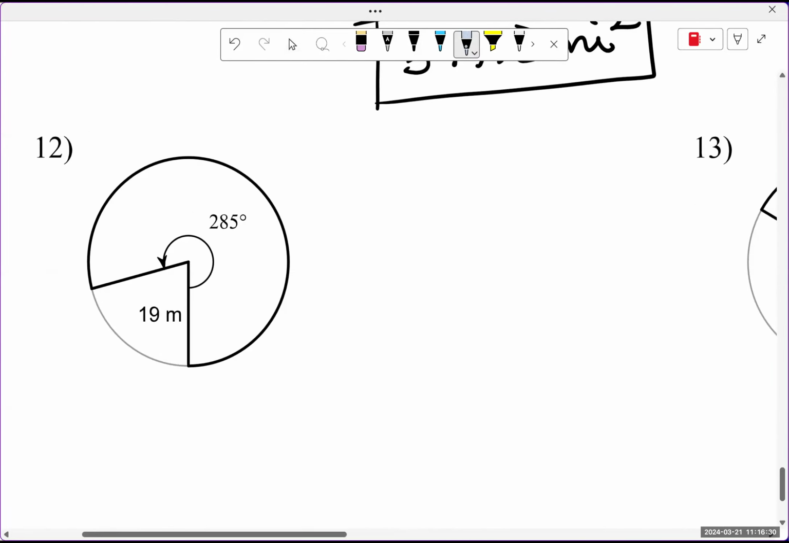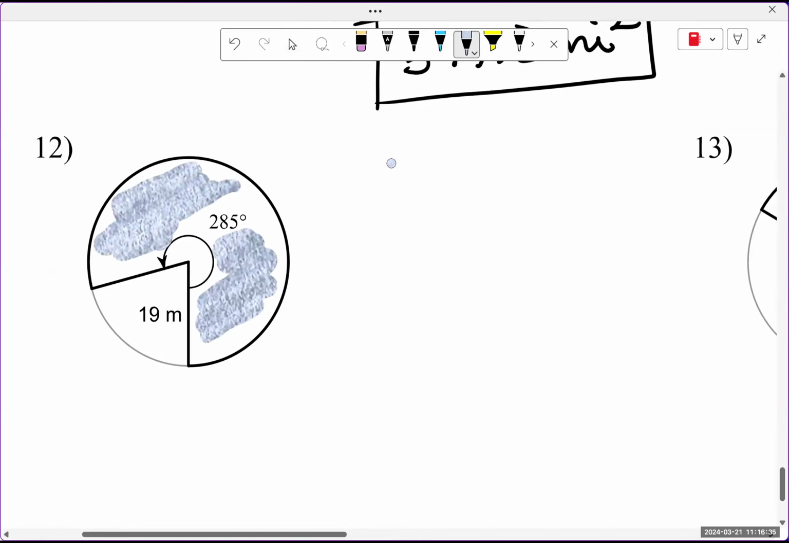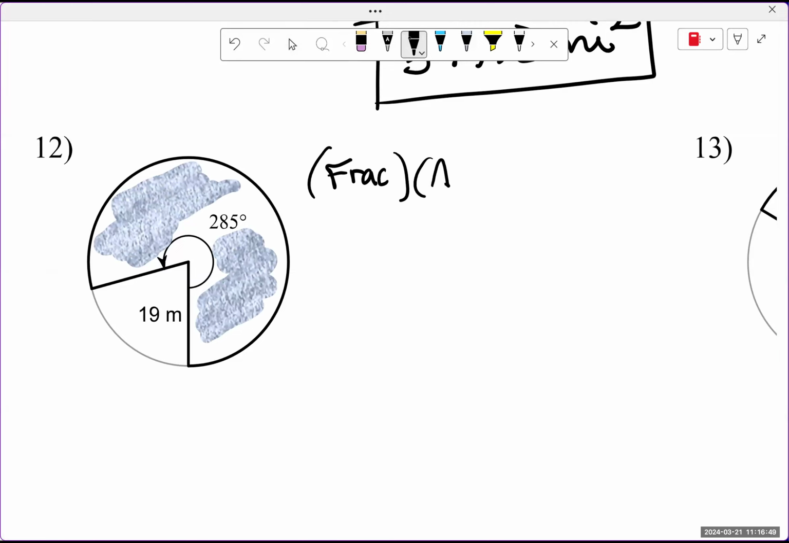Fraction times, notice here's the arrow telling us which side. Fraction times pi r squared, area of the sector. So we have fraction times area, always out of 360, times pi radius squared. Okay. Oh, Quan, you're the only one left. Everyone's gone. Okay, Quan, what goes up there?